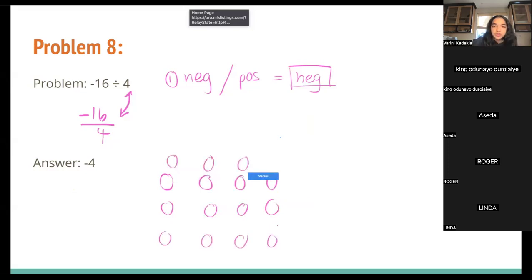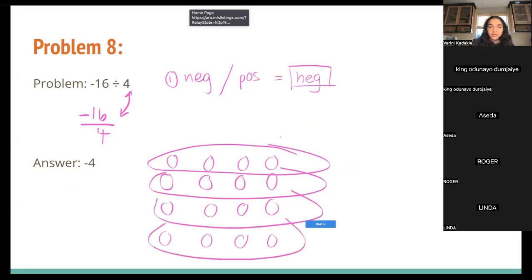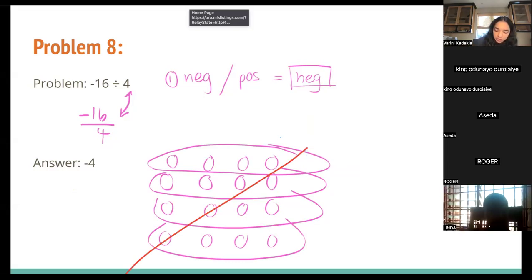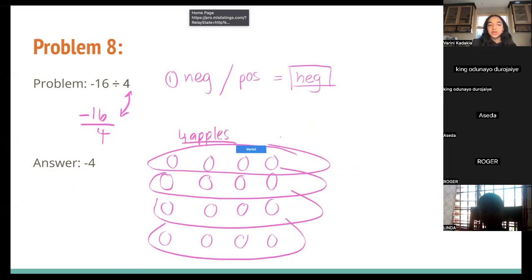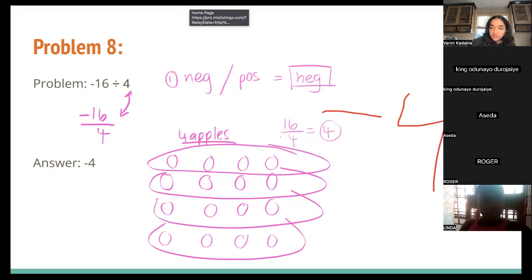Just for visual purposes, let's say we have 16 apples, right? And we want to divide them into 4 groups. Well, we'll put 4 of them in each group to get 4 groups, right? There are 4 groups, and each of them has 4 apples in them, right? So that's how we know that 16 divided by 4 gives us 4. But now we need to factor in the fact that our answer is going to have a negative sign, right? So our answer is just going to be negative 4.